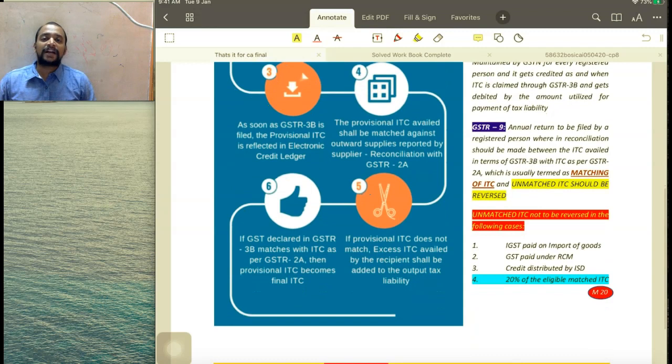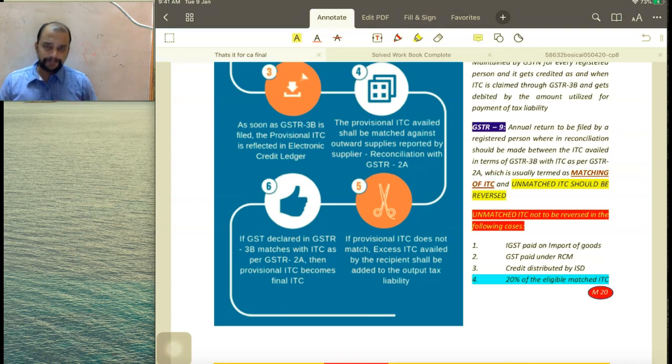Why will it not match? That particular supplier has made the transaction, but he failed to report in his GSTR1, meaning he did not pay any GST, so you cannot take ITC, you need to reverse that. Now, there is a relaxation here. What is that relaxation? Even though it is not matched, up to 20% of the eligible ITC you can take.